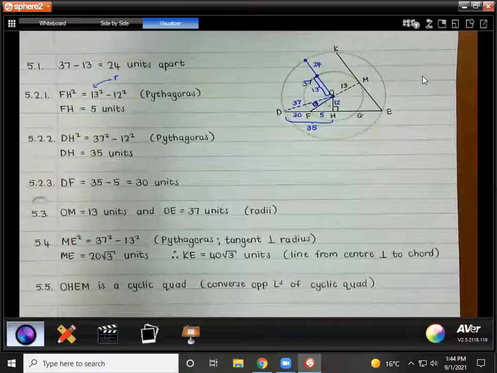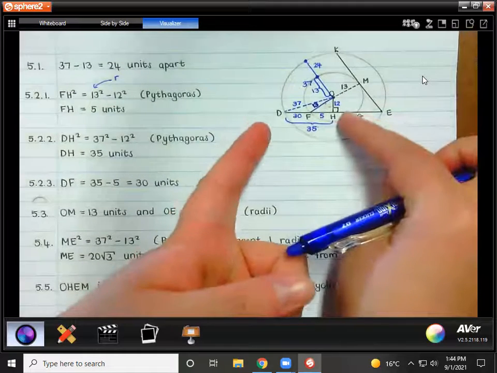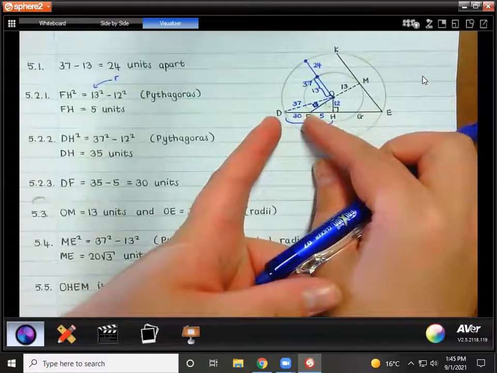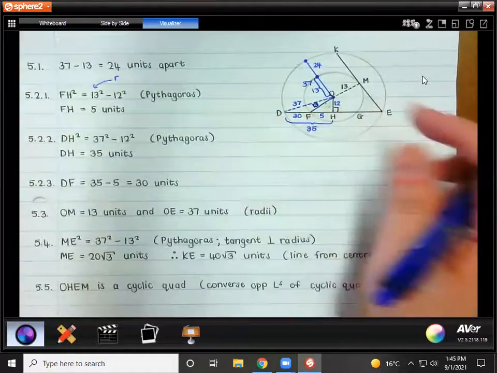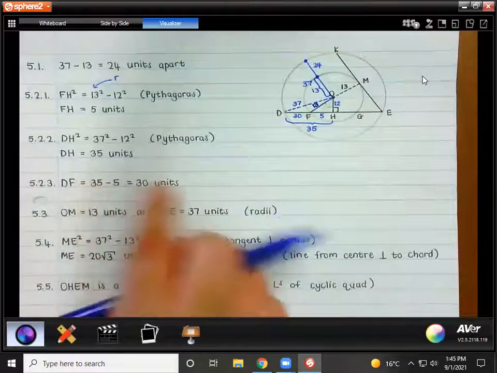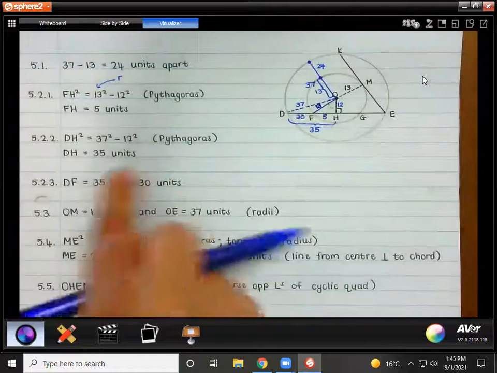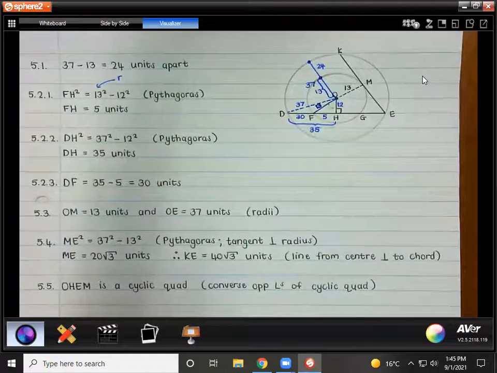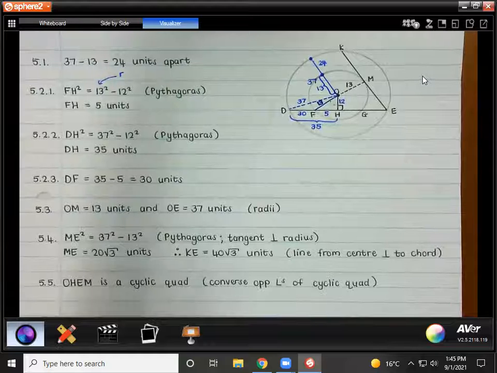All right, then 5.2.3, DF. So we have that is 35 and that is 5. So the rest, DF, will have to be 30. It was just saying 35 minus 5 is 30. Obviously, this one is now using your answers from the previous two questions.